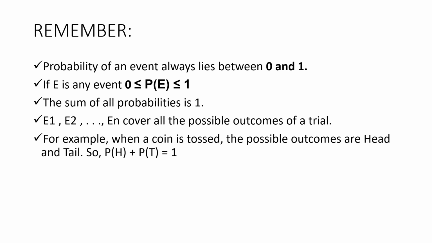Also remember the sum of the probabilities is 1 when E1, E2, up to En cover all the possible outcomes of a trial. For example, when a coin is tossed, the possible outcomes are head and tail. So probability of head plus probability of tail, the total should always be equal to 1.